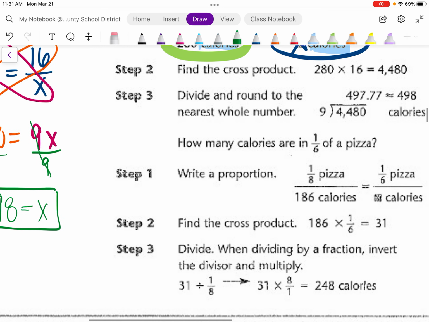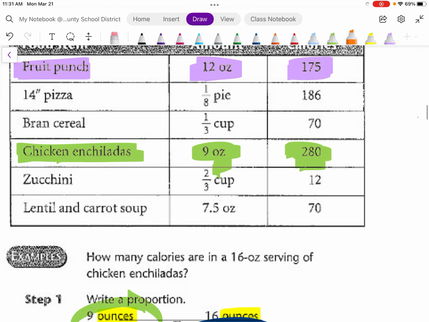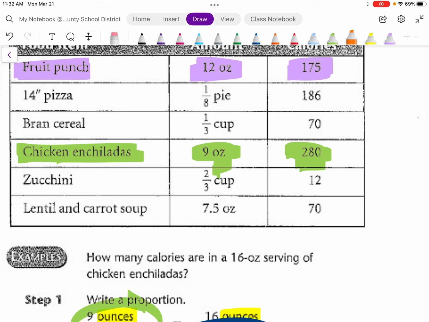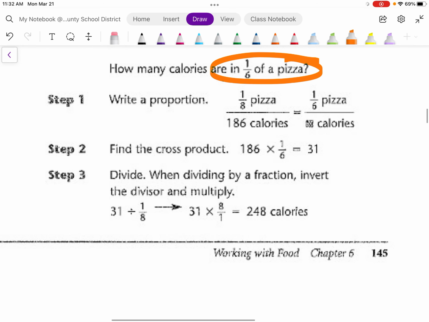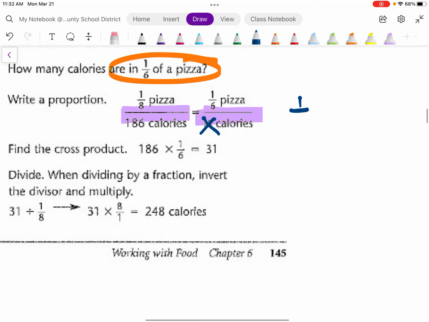Then we have another example here. How many calories are in 1/6 of a pizza? So going back to the table, a whole or a 14-inch pizza, that means 1/8 of the pie is 186. So this one looks more complicated because there's a fraction involved, but you have a calculator. So 1/8 over 186 calories. Now I want to know what happens if I eat 1/6 of the pizza. How many calories am I going to be consuming? So we have 1/8 over 186 equals 1/6 over x.